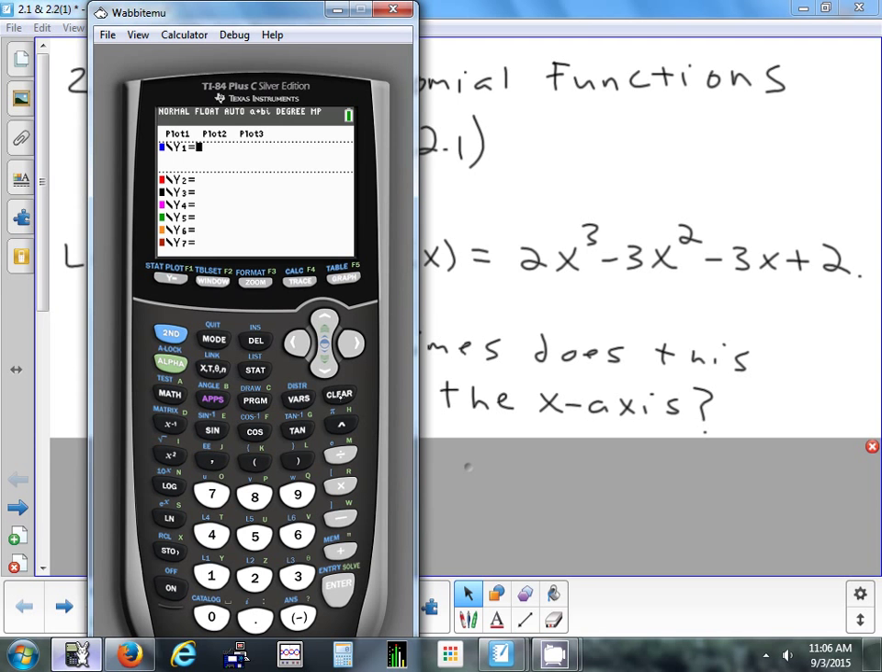So on y equals, type in that equation: 2x cubed minus 3x squared minus 3x plus 2. And keep in mind, we're going to look for maybe some behavior that could go off the screen. If it does, we'll change the window. But let's just start with zoom 6. Actually, I think that window is fine.